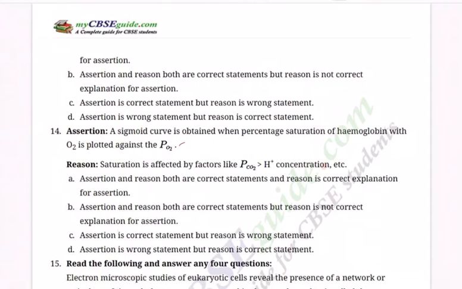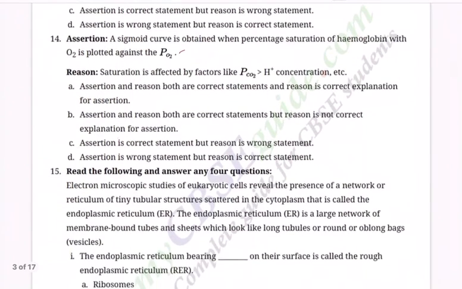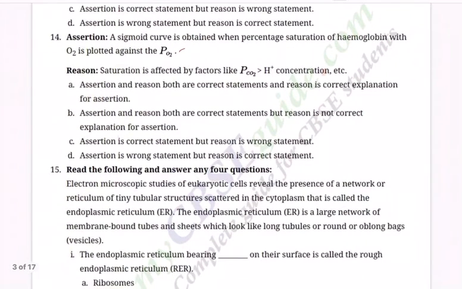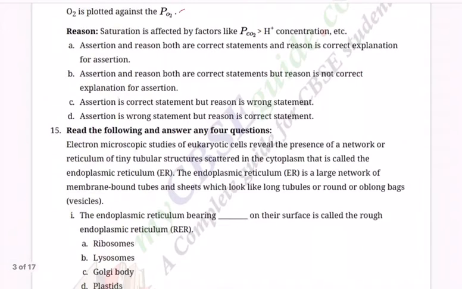B. Assertion, reason both are correct, but R is not correct explanation for assertion. C. Assertion is correct, but reason is wrong. D. Assertion is wrong, but reason is correct. Question 15. Read the following and answer any 4 questions.